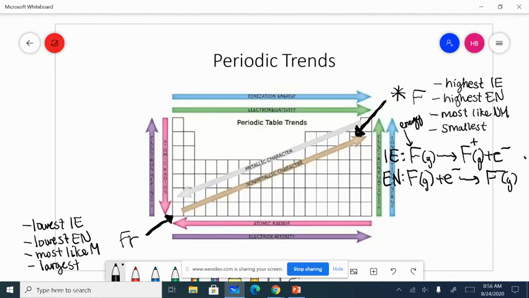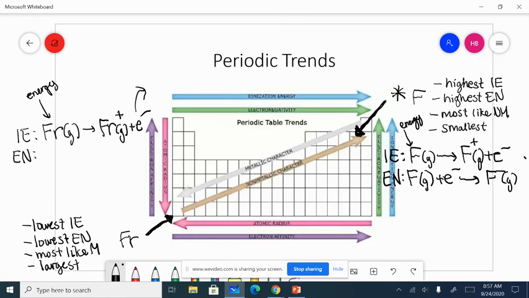So let's do ionization energy for francium. That means that I'll shoot some energy at francium, and he will become francium plus 1. This doesn't take very much energy at all because he wants to give this electron away. He doesn't want to hang on to it at all. This is the way he wants to be. He wants to be a francium plus 1 ion.